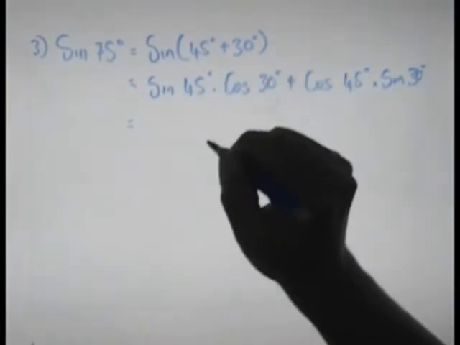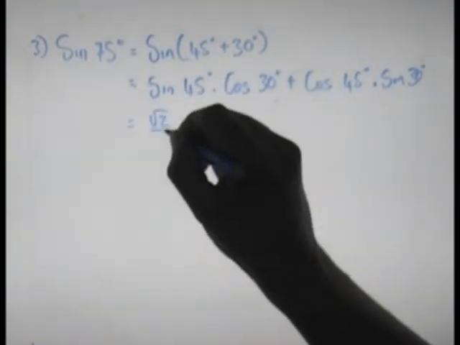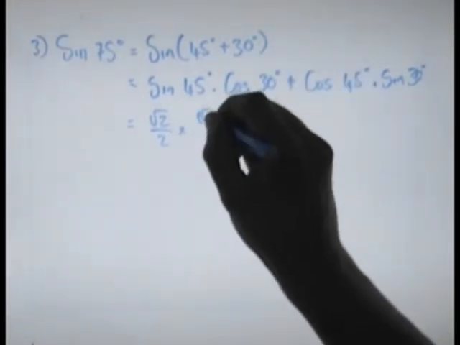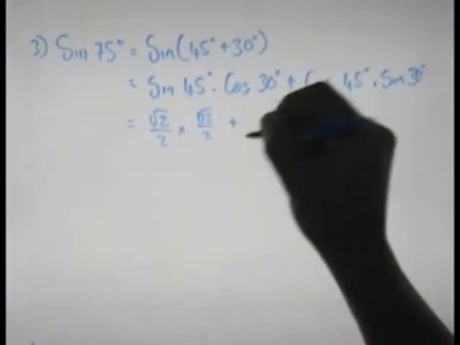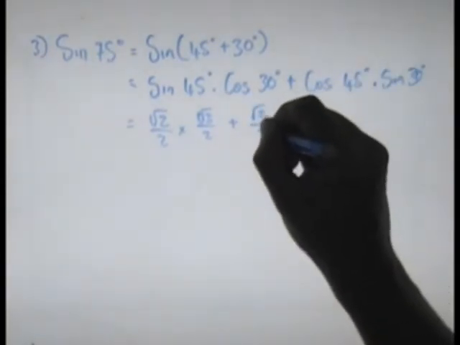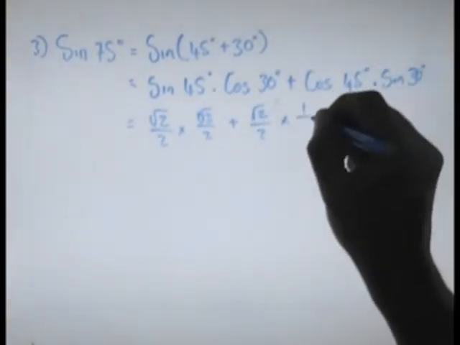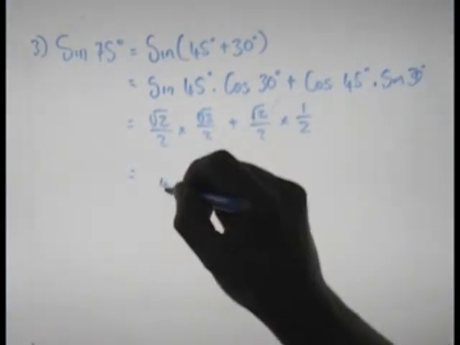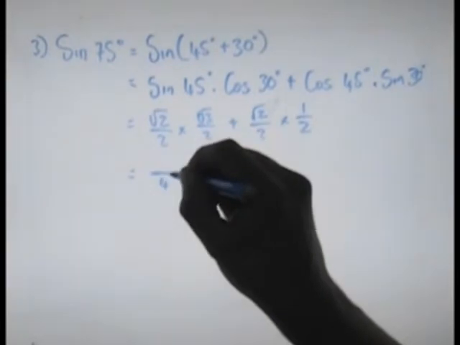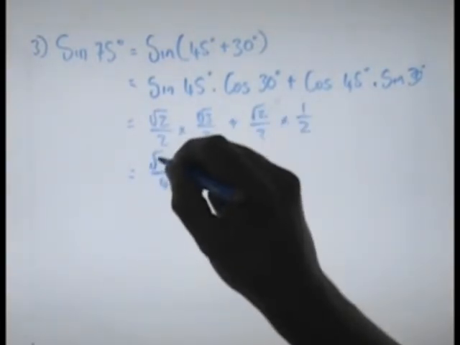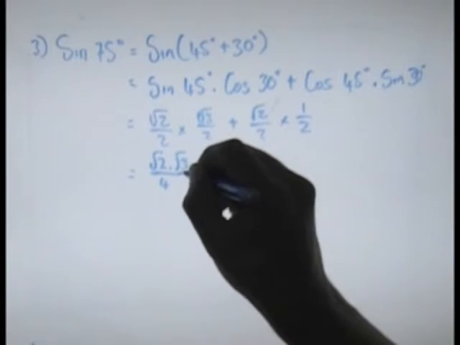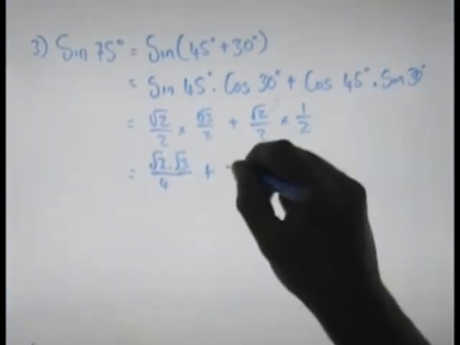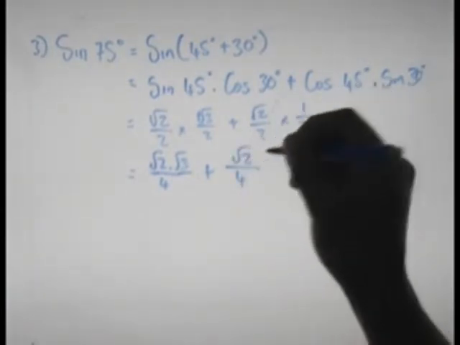Sine of 45 from our special angles we know is equal to root 2 over 2 multiplied by cos 30, which is root 3 over 2, plus cos of 45 is root 2 over 2 multiplied by sine 30, which is 1 over 2. 2 times 2 is 4. Root 2 times root 3, we can make it root 6, but I'm going to leave it as root 2 times root 3, and you're going to see why. 2 times 2 is 4. Root 2 times 1 is root 2.